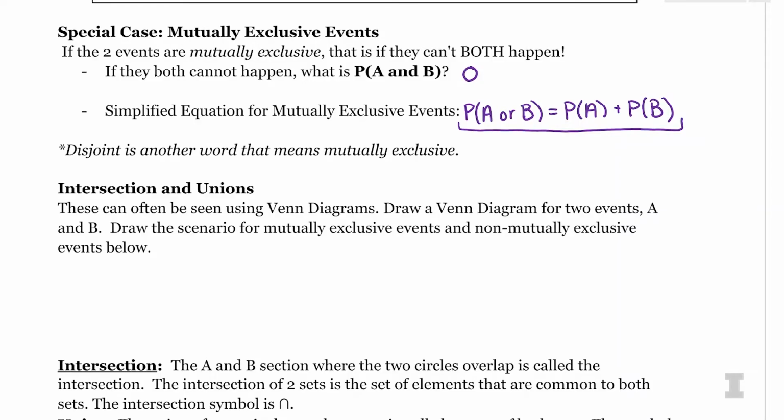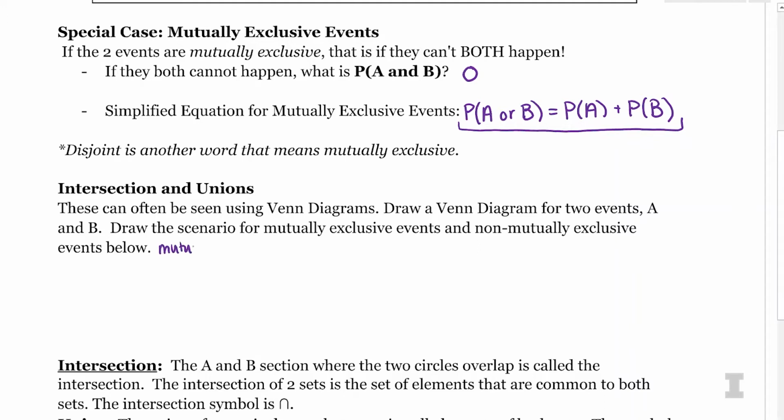So we can maybe see this a little bit better through some drawings. A lot of times when statisticians or data scientists or maybe computer scientists are thinking about probabilities, especially OR probabilities, they use these Venn diagrams for two events. And it tells us to draw the scenario for both mutually exclusive and non-mutually exclusive events below. So mutually exclusive, we'll start with that.